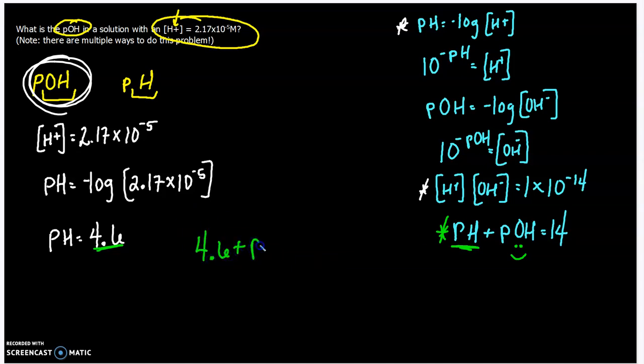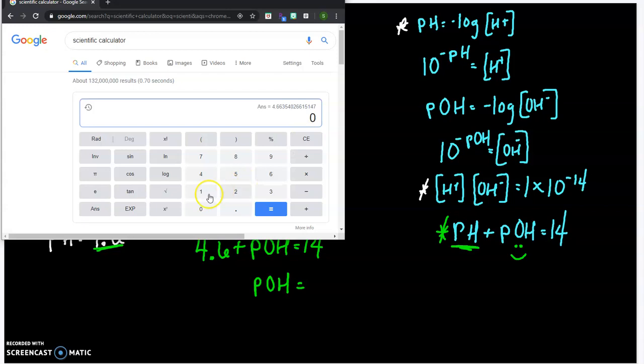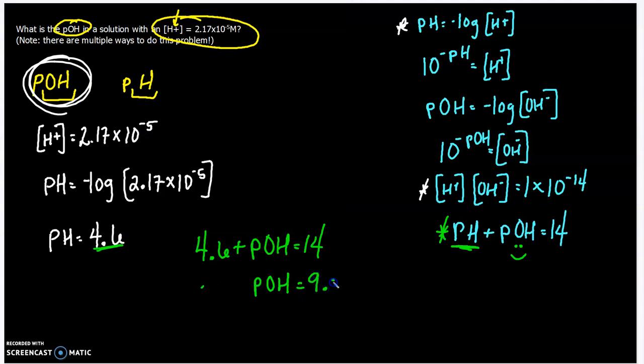4.6 plus pOH equals 14. Subtract 4.6 from both sides. Let's see, 14 minus 4.6. 9.4 is your final answer, and you are done.